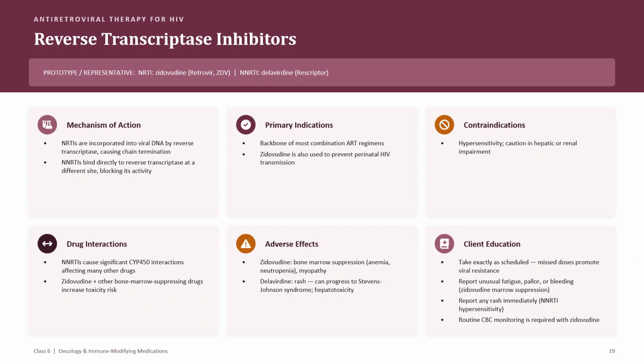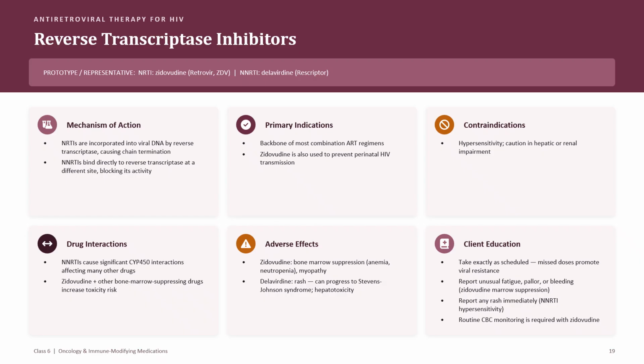And then you have the NNRTIs, and those are the delavirdines, and these don't incorporate into anything. They just physically dock onto the reverse transcriptase enzyme itself, but at a completely different spot. And it kind of jams it from working altogether. So it's a different strategy, but basically the same outcome. The virus can't finish converting its RNA to DNA.